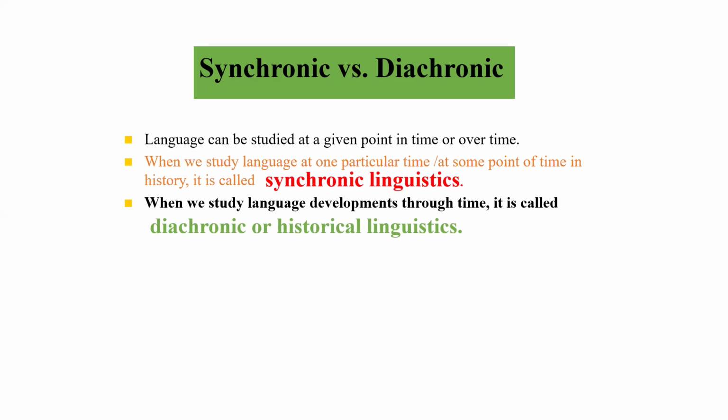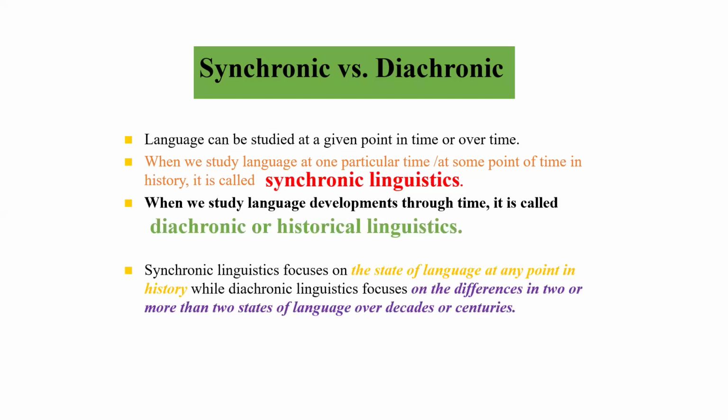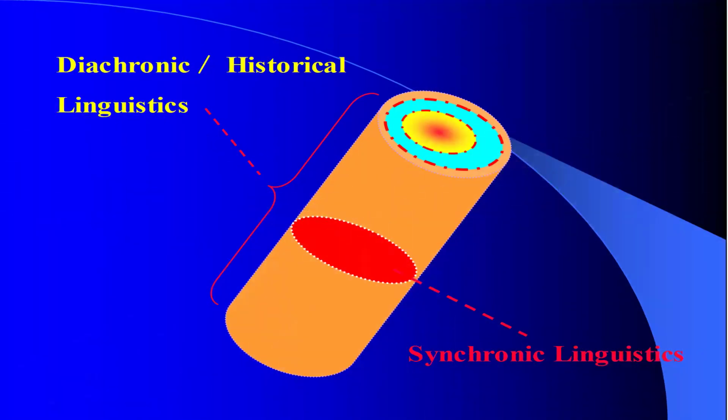If you say historical linguistics, that's fine. If you talk about diachronic linguistics, it's really fine. Synchronic linguistics focuses on the state of language at any point in history, while diachronic study focuses on the differences in two or more states of language over decades or centuries. Another example to clarify what we've been talking about: diachronic or historical linguistics versus synchronic linguistics.